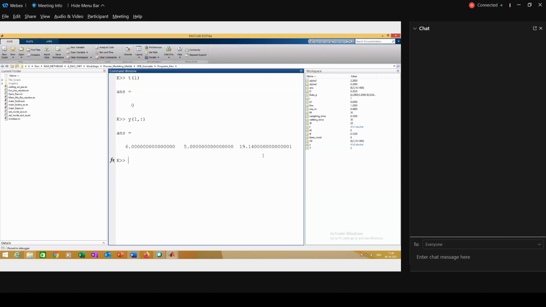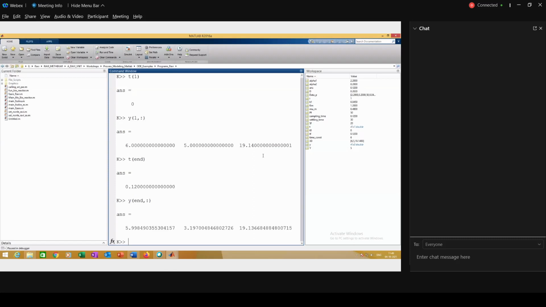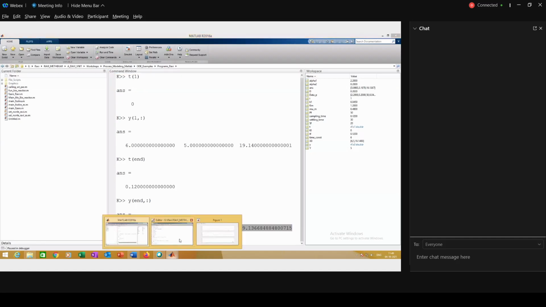Correct? Now, let's look at T end. It gives 0.12. Okay. Let's look at Y. We need the last row, all the columns. These are the values. So when we start the next iteration, it should start from these values. We need to make such an arrangement there. Okay, so how do we do that? First, we will see about time.